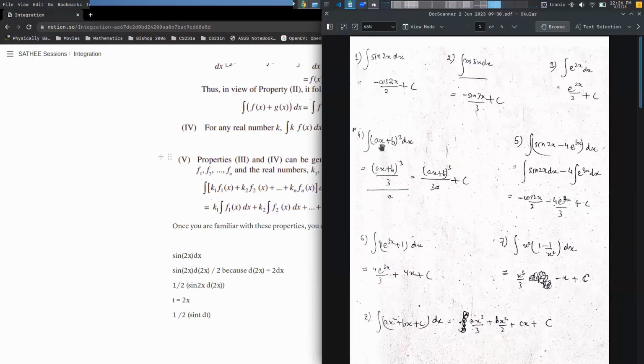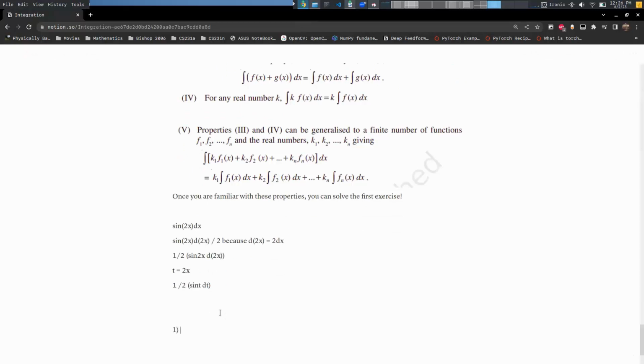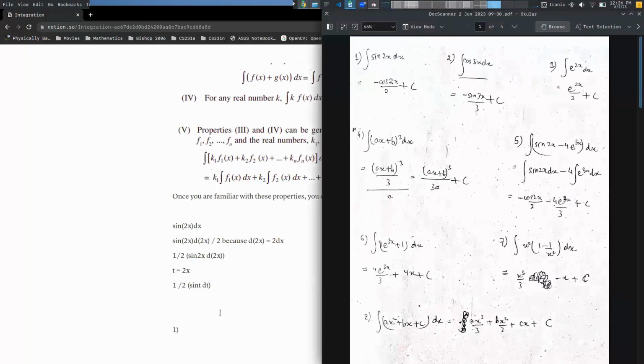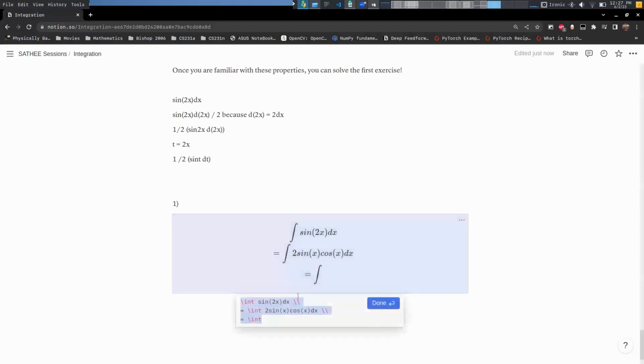If you did not want to do it this way, then you could simply expand. For example, in the first question, if you did not want to use this trick or you did not understand it, then you can simply write the integral of sine 2x. You can write sine 2x as 2 sine x cos x. This was our original question. We know from the formula for sine 2x that it is 2 sine x cos x dx.